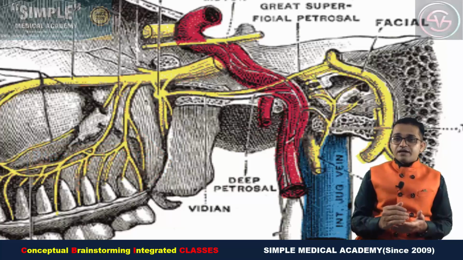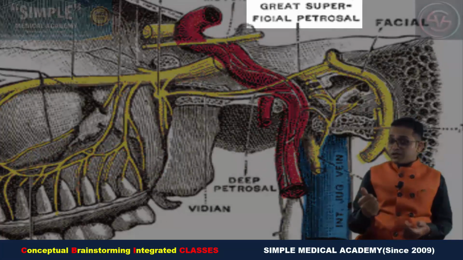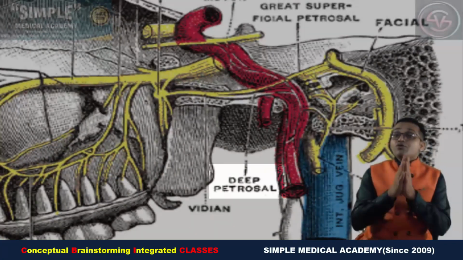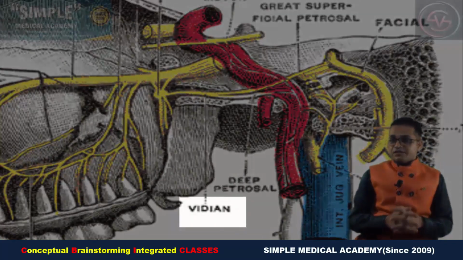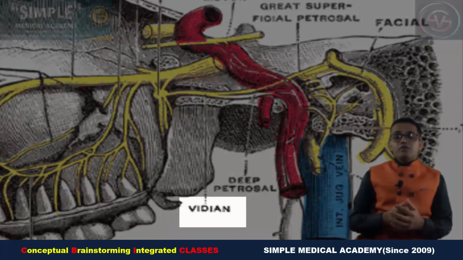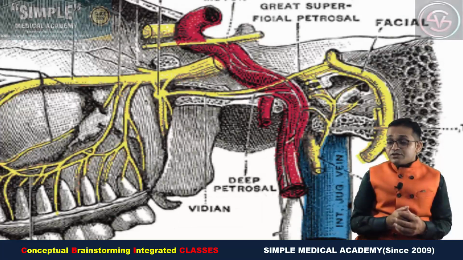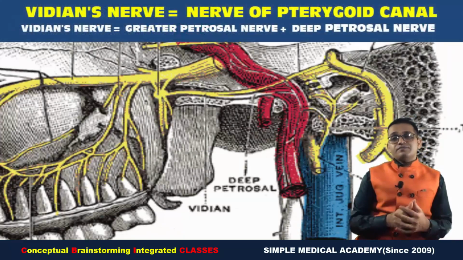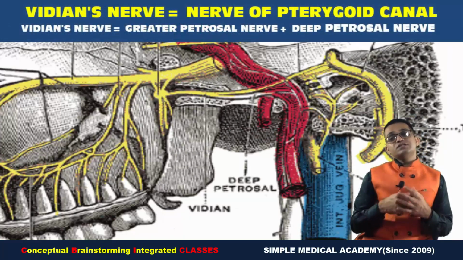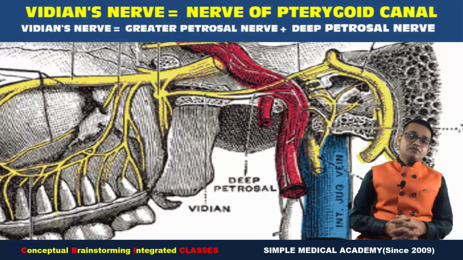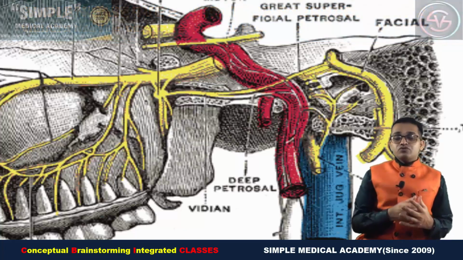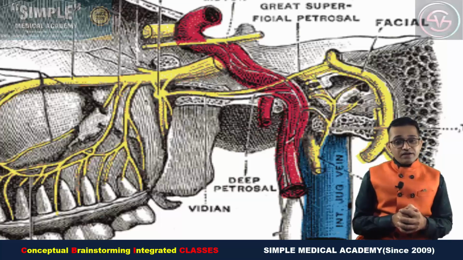Here within this pterygoid canal, the greater petrosal nerve and the deep petrosal nerve both unite and make the Vidian's nerve. Yes, this Vidian's nerve is formed within the pterygoid canal. That's why it is also known as the nerve of the pterygoid canal. So this is one very important MCQ which is always asked. This greater superficial petrosal nerve and the deep petrosal nerve also pass from the posterior to the anterior side of the foramen lacerum.